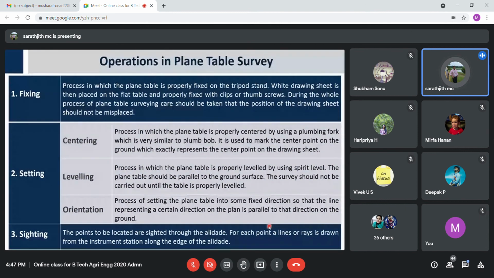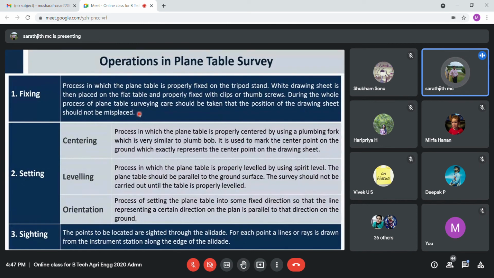Fixing is a process in which the plane table is fixed on a tripod stand, which we have already discussed. Then a white drawing sheet is placed on the flat table and properly fixed with clips or thumb screws. During the whole process of plane table surveying, care should be taken that the position of the drawing sheet is not misplaced. I hope it is understandable.